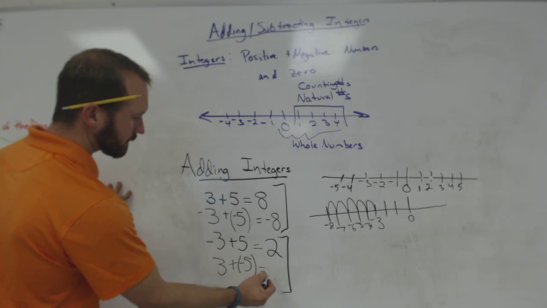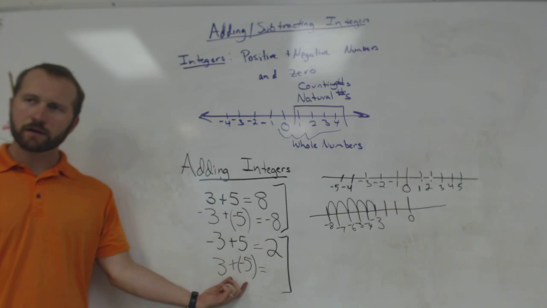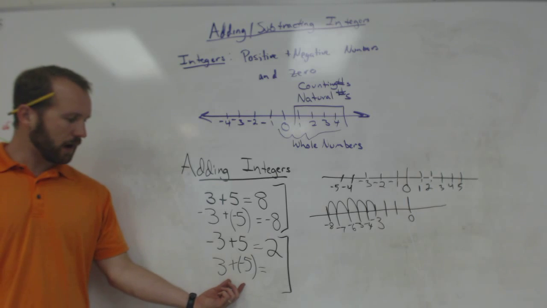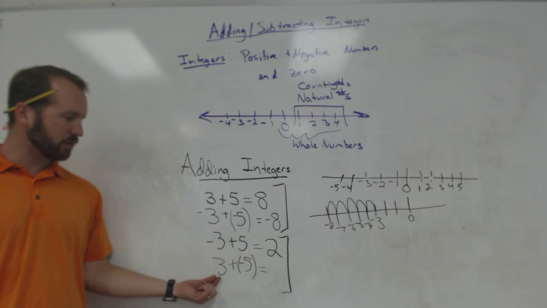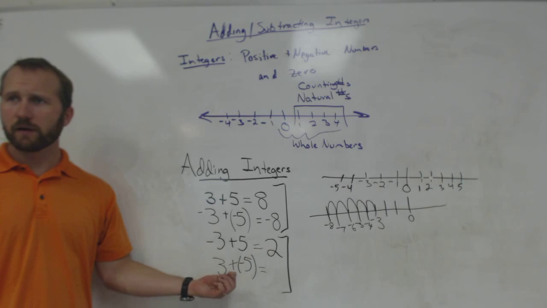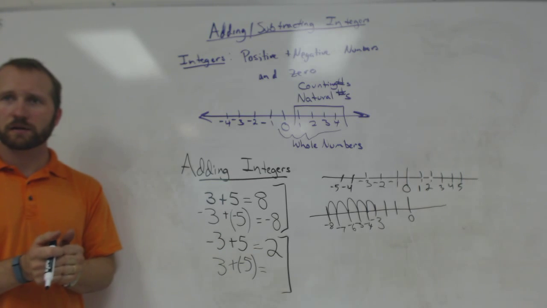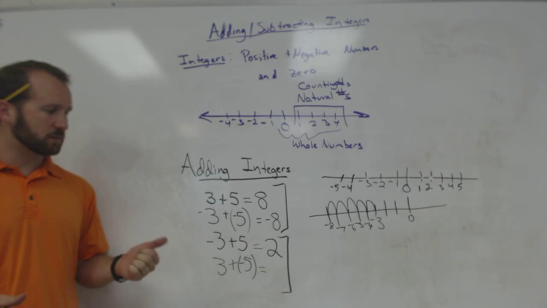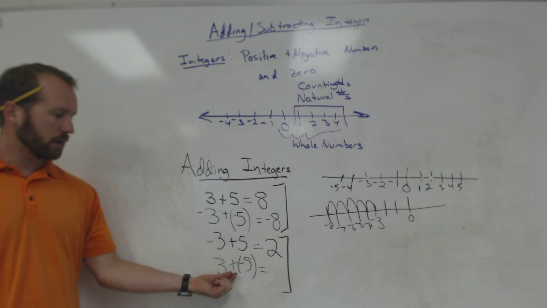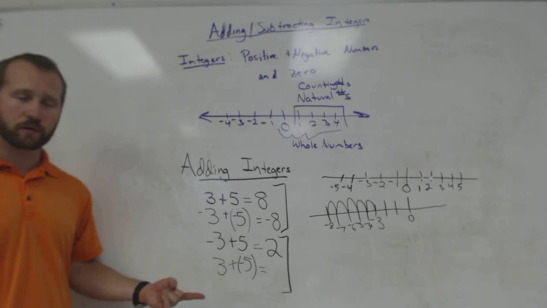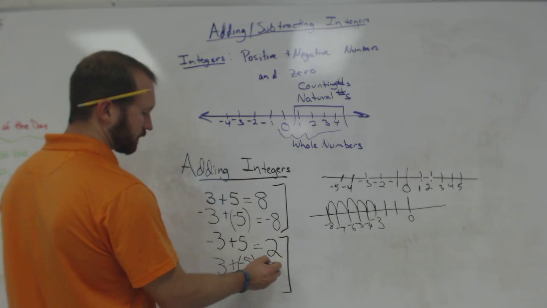Now in this case, do these numbers work together? Or are they opposites? They're opposites. I have a positive 3, but I have a negative 5. They work against each other. I'm going to get a smaller number. So I'm subtracting. I'm going to get 2. And it's going to be negative because the bigger number is negative. So I have negative 2.